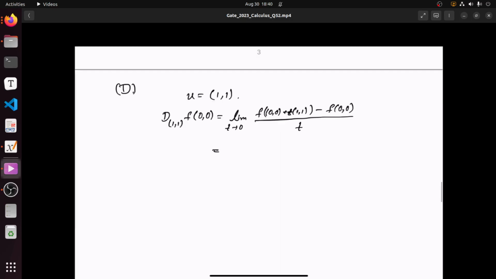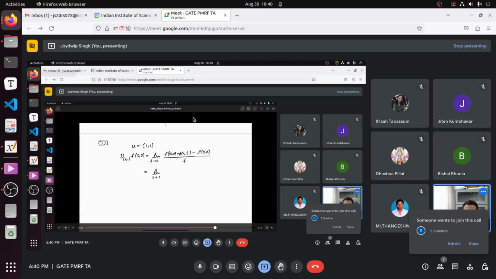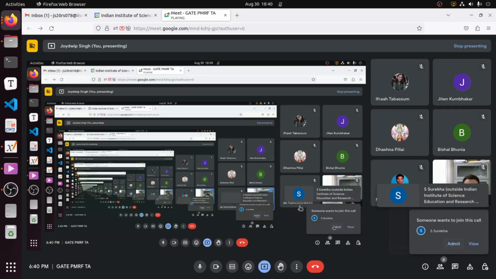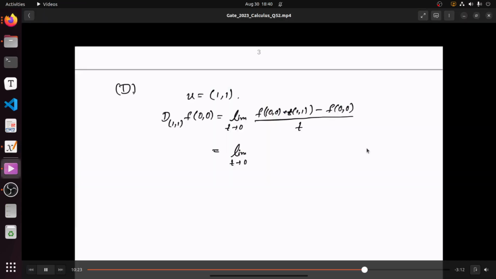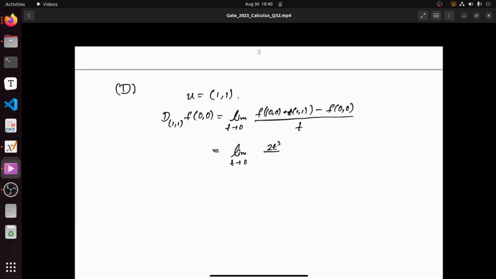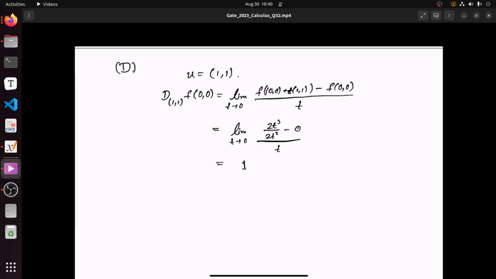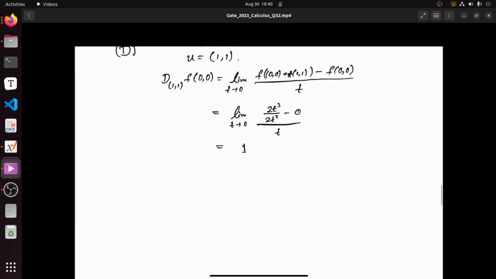If you put these values in the function, what you will get is 2t cube by 2t square minus 0, divided by t. If you calculate this limit, you will get 1. So the directional derivative of f in the direction 1 comma 1 at the point 0 0 is 1.